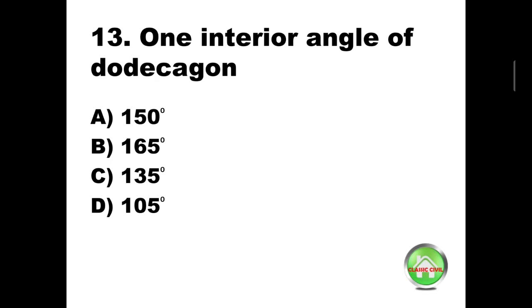Question number 13. One interior angle of dodecagon. Option A, 150 degree. Option B, 165 degree. Option C, 135 degree. Option D, 105 degree. One interior angle of dodecagon. Answer is option A, 150 degree.